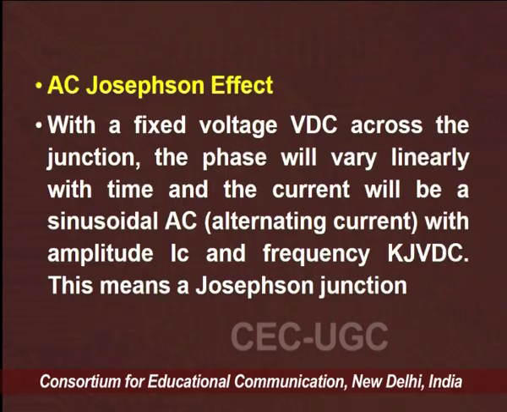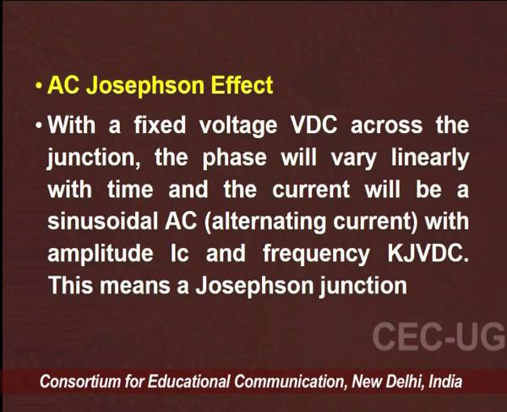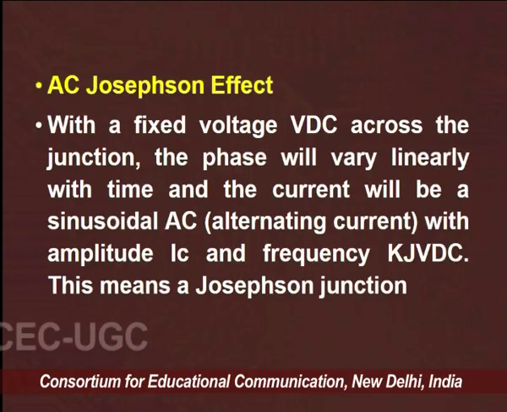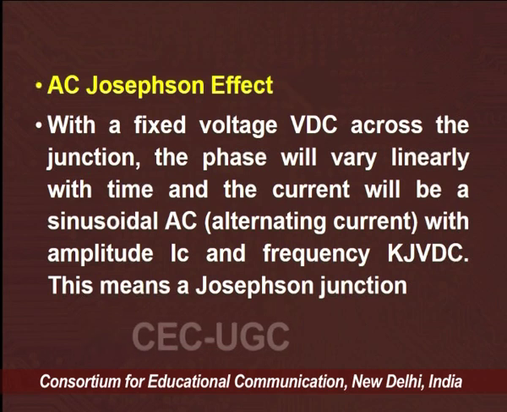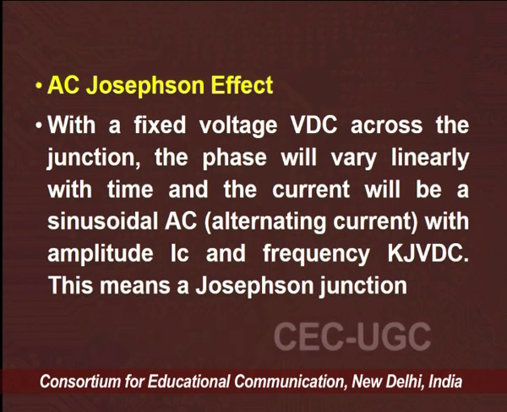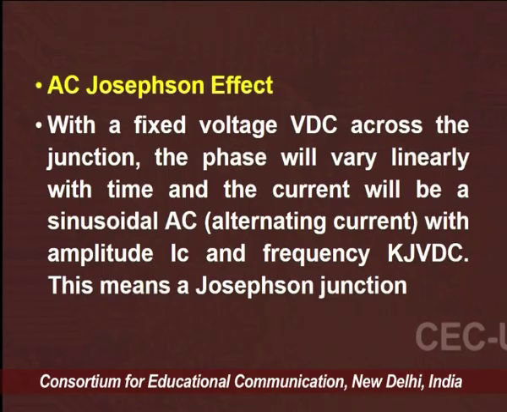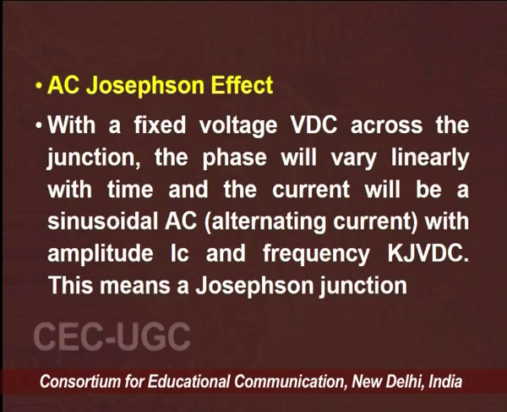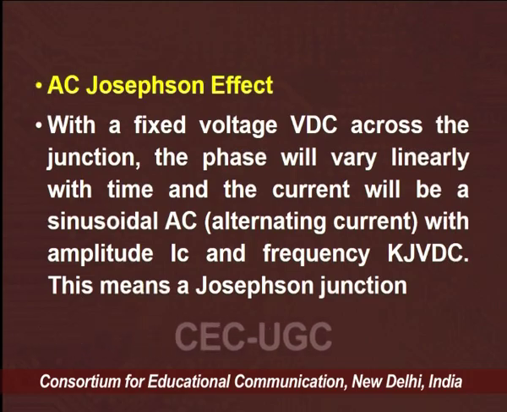So, another type of Josephson effect is the AC. With a fixed voltage, that is the VDC, across the junction, the phase will vary linearly with time and the current will be sinusoidal AC, that is the alternating current, with the amplitude IC and a particular frequency, and that will be the Josephson junction.